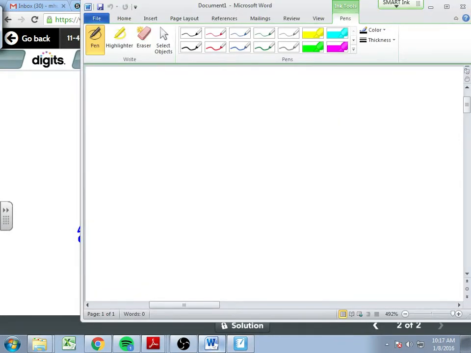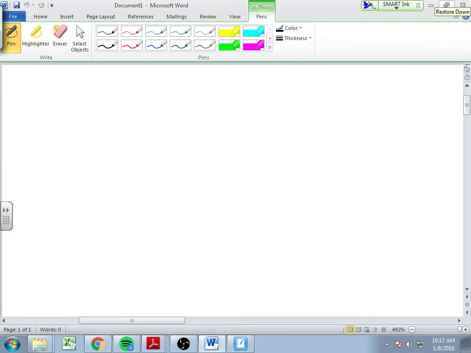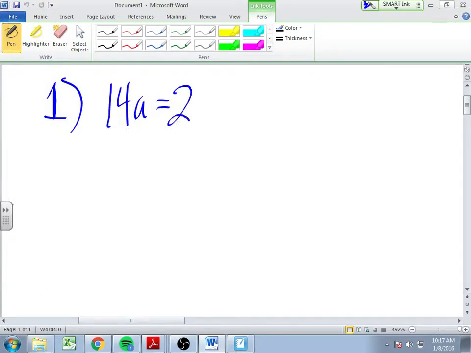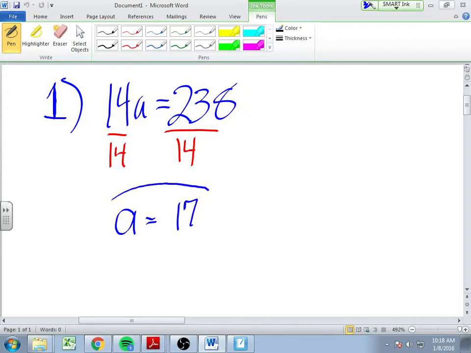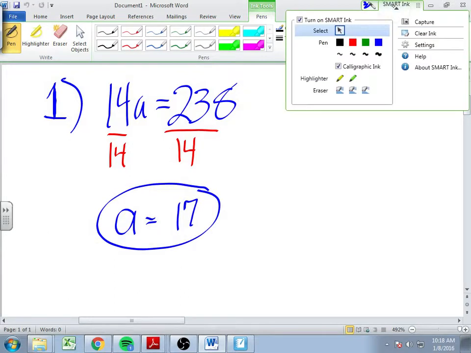All right, give me your attention up here, please. Our first question, we have 14A equals 238. Karen, what would I do first? Or what would I do, period, to solve? Divide by 14 on both sides. And that gives me that A is equal to 17. You got 17 for the first answer. Give yourself a pat on the back.